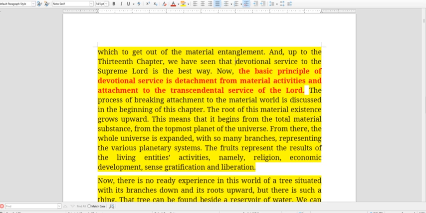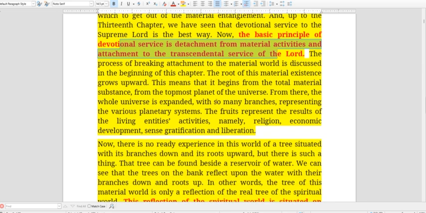So Krishna concluded that devotional service is the best way. The basic principle of devotional service is detachment from material activities and attachment to transcendental service of the Lord. So we need to get detached from material activities, and then only we can get attached to transcendental service of the Lord. So that's the purpose of this chapter.